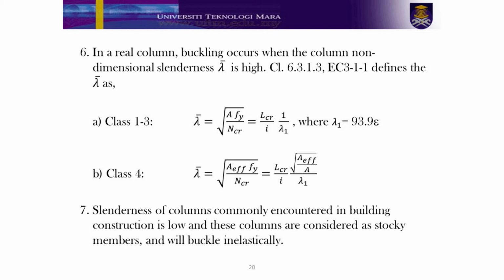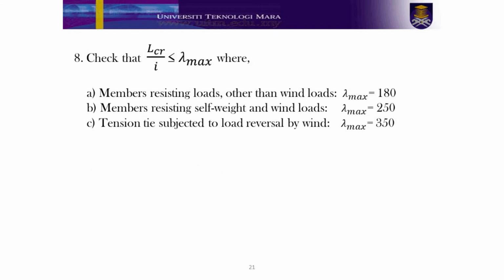Slenderness of columns commonly encountered in building construction is low, and these columns are considered stocky members and will buckle inelastically. It is highlighted that, for A, members resisting loads other than wind loads, non-dimensional slenderness equals 180. B, members resisting self-weight and wind loads, non-dimensional slenderness equals 250. C, tension tie subjected to load reversal by wind, non-dimensional slenderness equals 350.